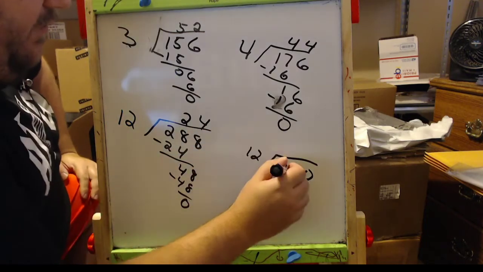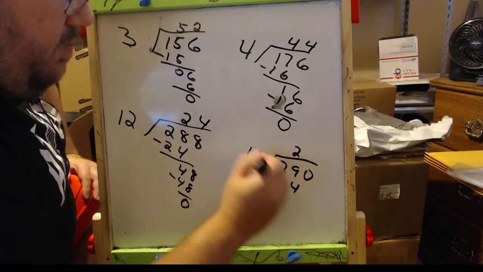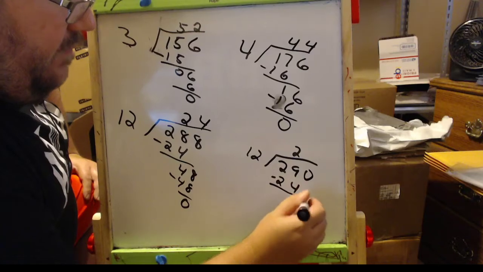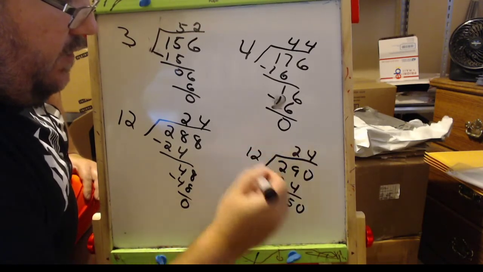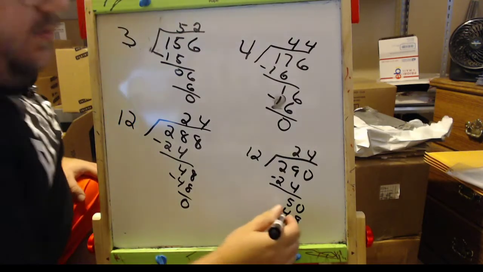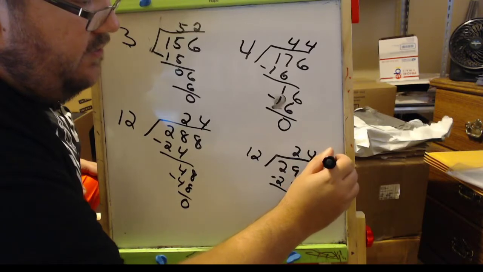So same thing, 12 goes into 29 2 times, which is 2 times 12 is 24, so you multiply that. We have 50. It goes in 4 times. 4 times 12 is 48. Okay. And we're left over with 2. And for right now, what we could write is a remainder 2.